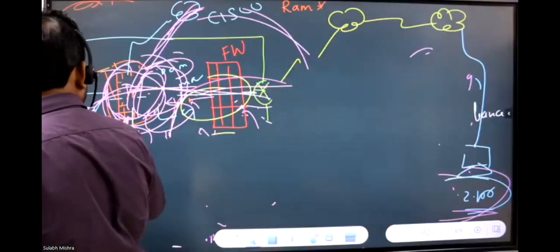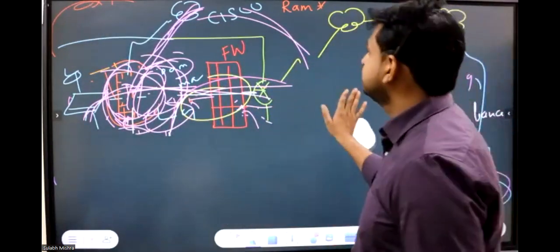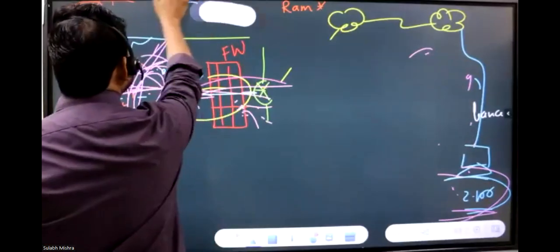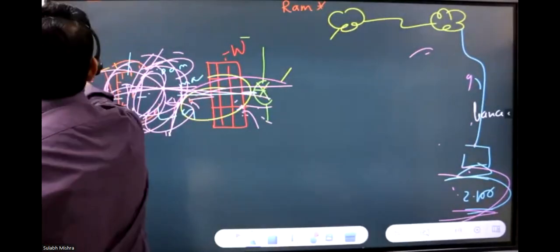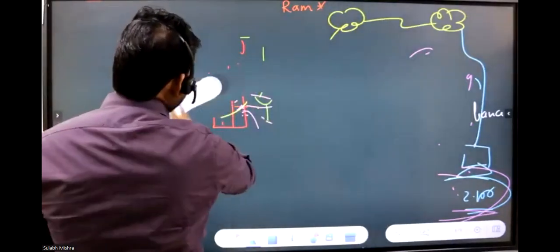Yes, sir, good. I just want to know how to block these hash values in the firewall, sir. No, hash value you can't block. You can't block hash value in the firewall. You can block it on the antivirus.